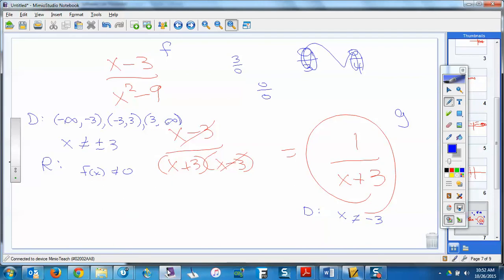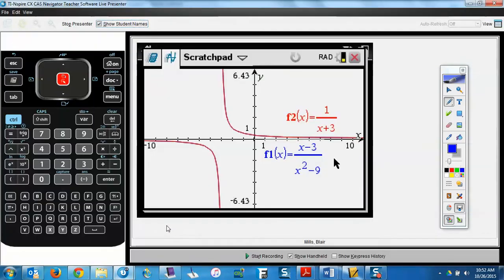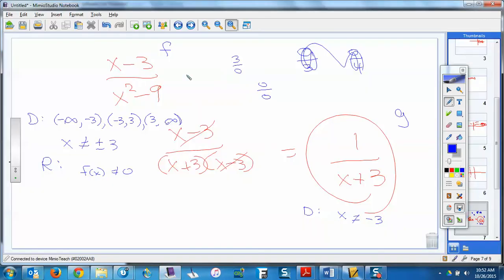Well, they look identical. Are they? Now, what did we just say? We said negative 3 is no good on either one of them, right? That's right here. We got a vertical asymptote. Now, go to the original, and let's put in a negative 3. Well, what's negative 3 minus 3? Negative 6. And put a negative 3 down here. What do you get?